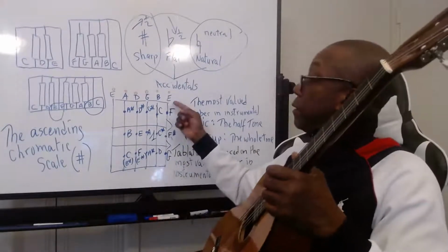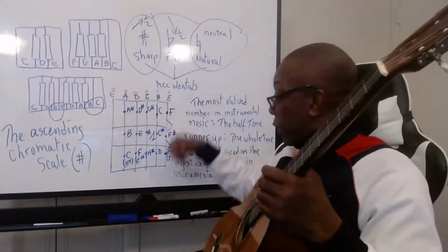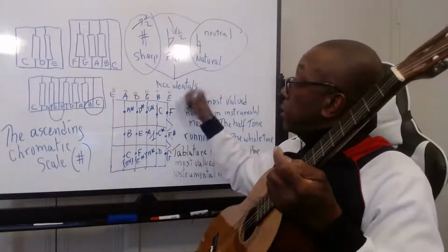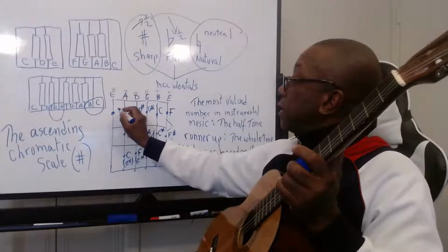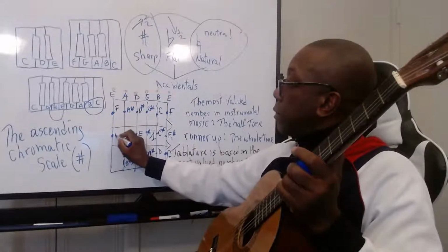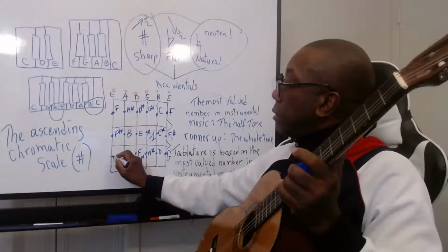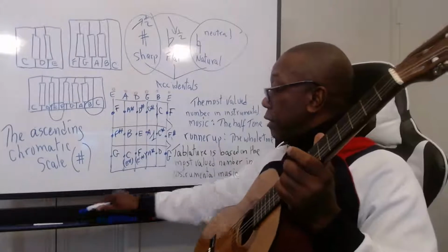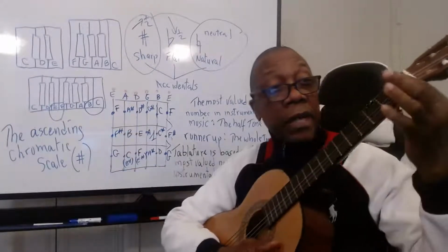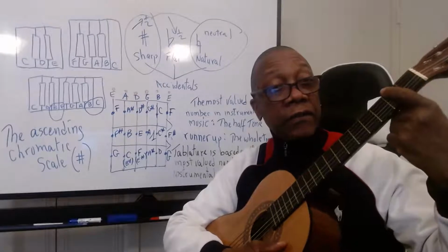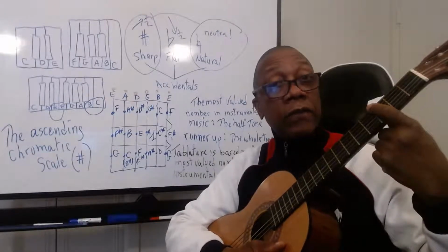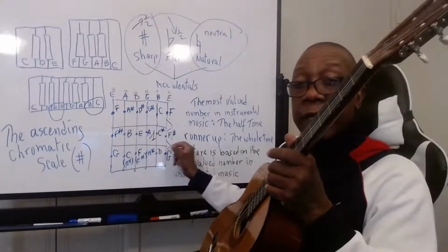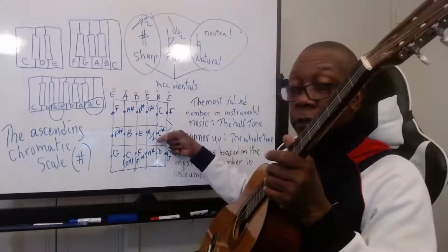And then the first string repeats at the end. So whatever I have on the first string, I have it on the last string. So I have F sharp, G. Okay, so those are the notes for the guitar tablature. The first fret, the second fret, and the third fret. All six strings are half a step away from each other.